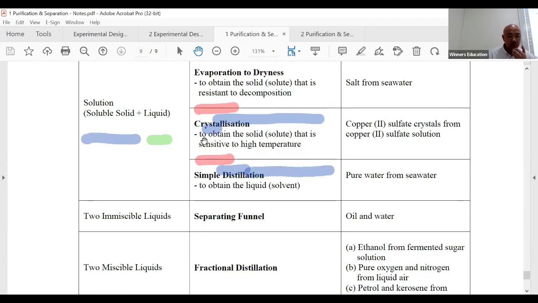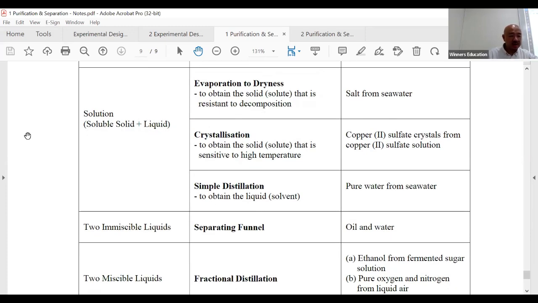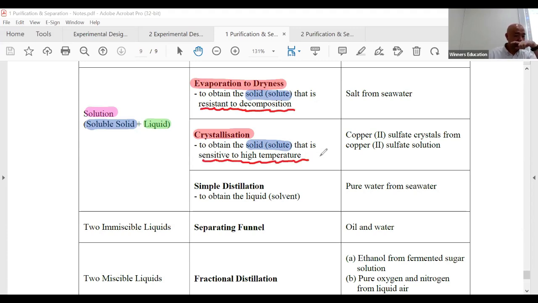What about a solution? A solution is whereby you have a solid that is dissolved in it. Dissolved in where? Dissolved in the liquid, also known as the solvent. It forms a solution. It all depends on what you want. If you want the solid, you will then use these two methods called crystallization or evaporation to dryness. The only difference, once again, is how they respond to heat or high temperature.